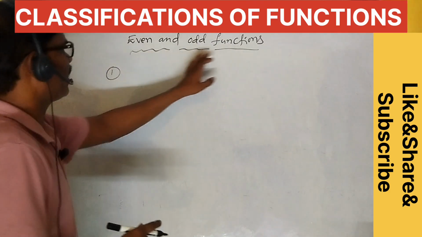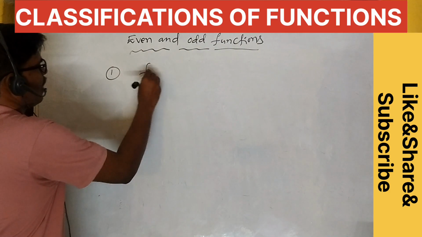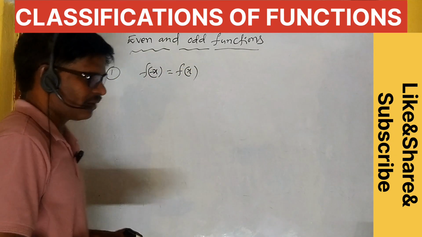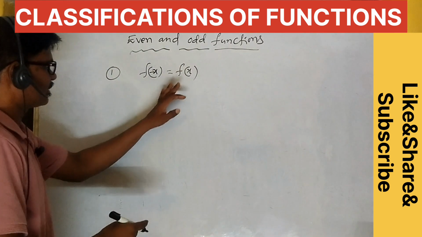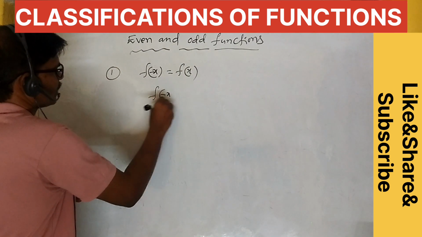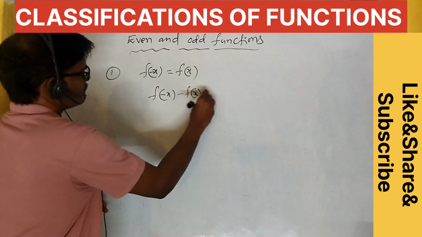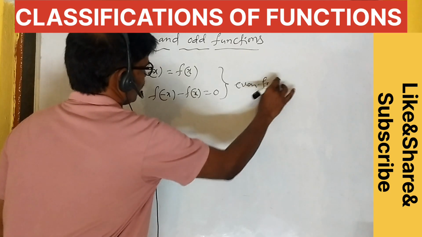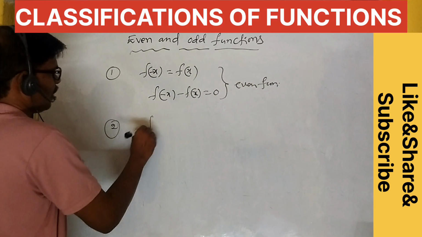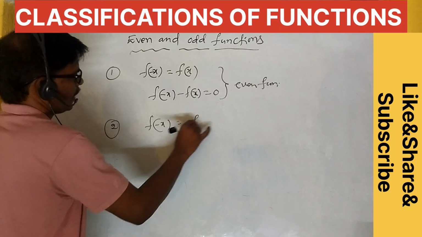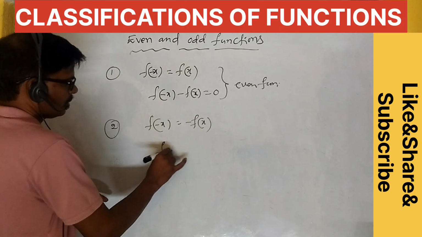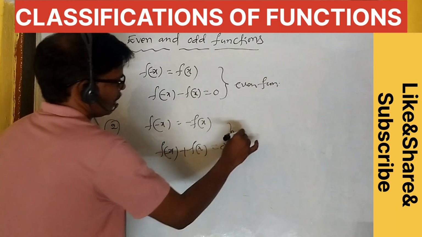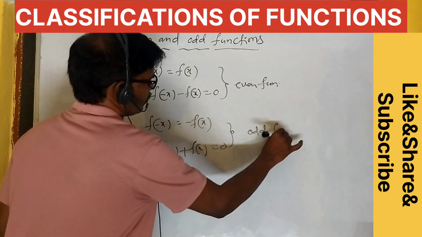Okay, understand? What is even and odd functions? In this case, f of minus x is equal to f of x. F of minus x is equal to f of x, or f of minus x minus f of x equal to 0, is called an even function. Next, the second one is f of minus x equal to minus f of x, or f of minus x plus f of x equal to 0. This is an odd function.